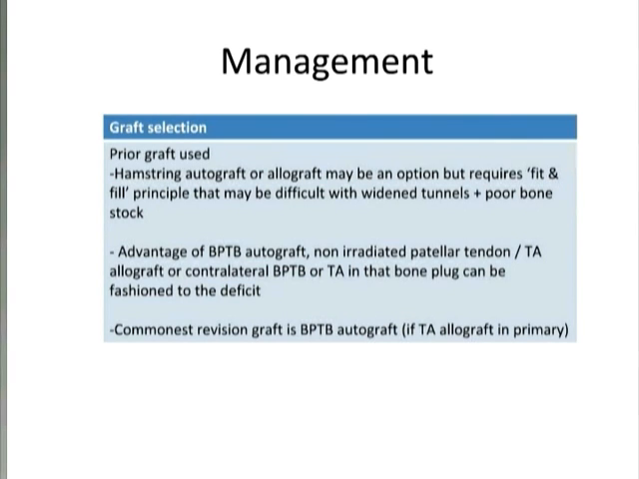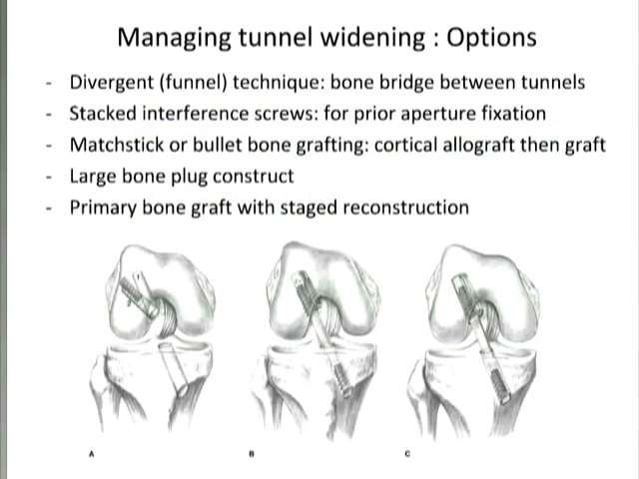So your options for managing tunnel widening are to use a divergent technique, and that works on the principle of a bony bridge between the 2 tunnels. So this is the original tunnel, and you're trying to create a divergent tunnel there. Stacked interference screws, so if you've already got screw fixation, you stack it in again prior to your aperture fixation. Or you do what's called matchstick or bullet bone grafting and cortical allograft. So you pack the tunnel first, so there's little matchstick pieces of bone up there. Or you use a large bone plug as another option.